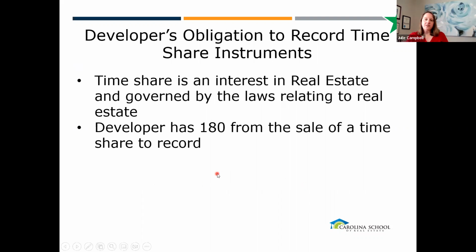The developer has obligations. A timeshare is an interest in real estate. You own property for a week, for example. So there's an interest in real estate, and all these laws and rules that we've been talking about with real estate still apply to a timeshare. Because it's an interest in real estate, that interest needs to be recorded. So once the timeshare closes, the developer has 180 days to record the timeshare interest.